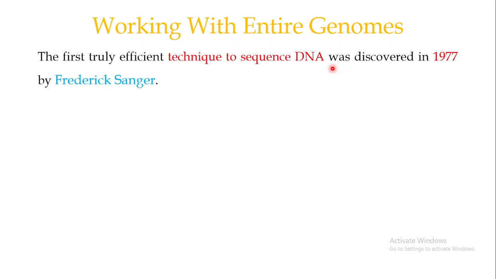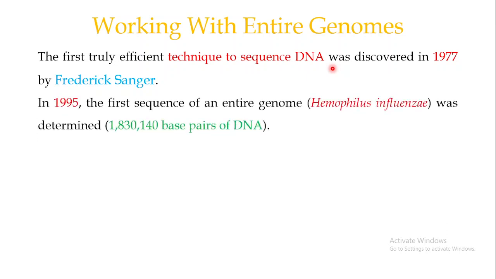The first truly efficient technique to sequence DNA was discovered in 1977 by Frederick Sanger, and using this technique in 1995, the first sequence of an entire genome of a bacterium known as Haemophilus influenzae was determined, with a DNA sequence of 1,830,140 base pairs. So this was the first complete genome sequence available to mankind.